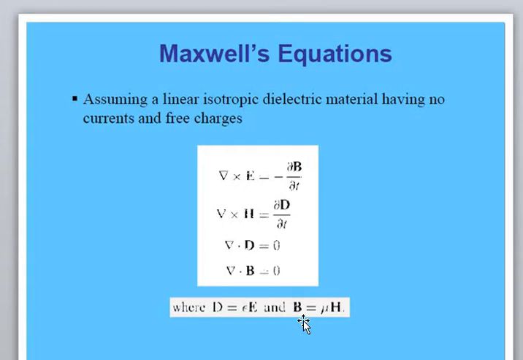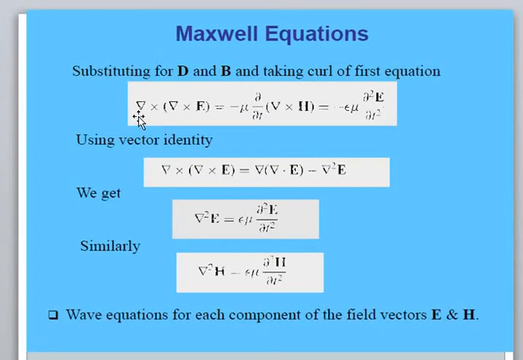Next, you want to take the curl of the equation. Del cross, so it is a curl of the equation. While you are taking the curl equations, you got this. Next, you want to use the vector identity. By using the vector identity, you got this value, and finally we got del square D and del square H.